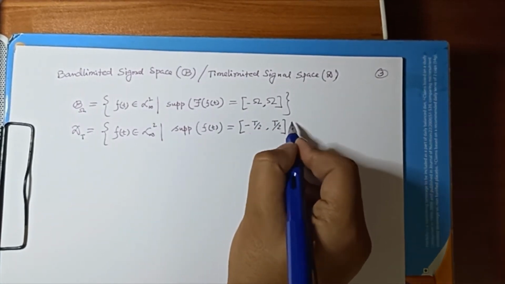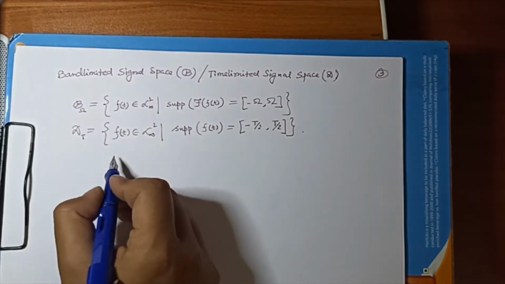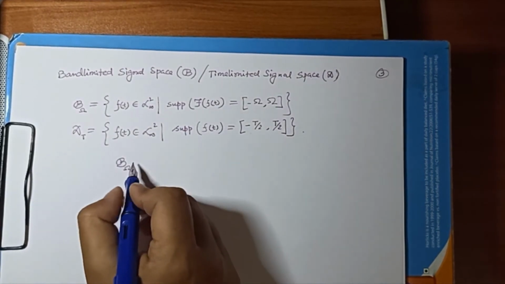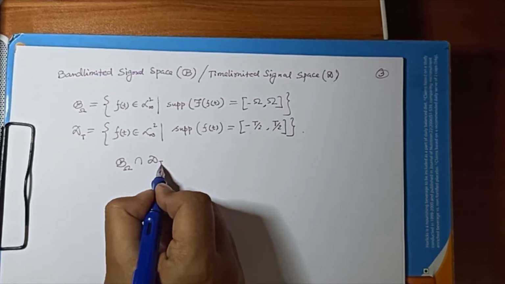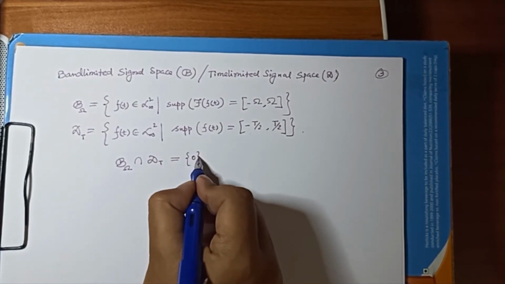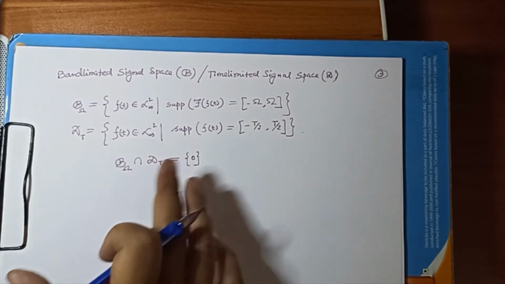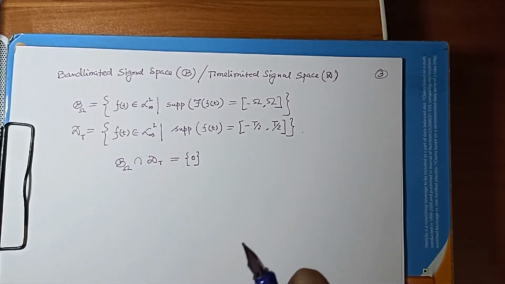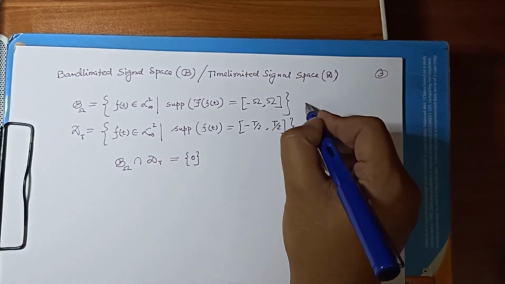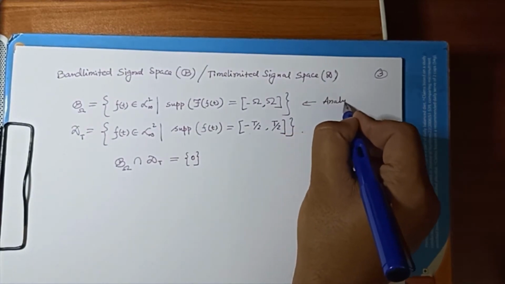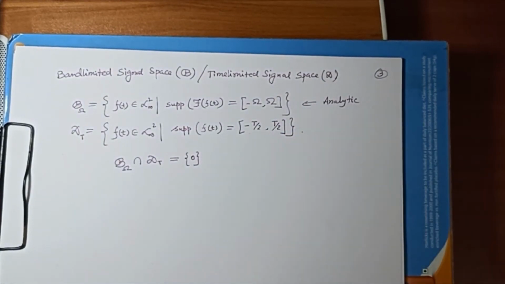So these are the two signals, and we know clearly that B sigma intersection D_T is basically the zero trivial signal. Now one student asked about this particular derivation, that what happens if you take an entire function or an analytic function, which is the band limited signal function. These are analytic functions. Then if any analytic function is zero in any interval, then why is it zero everywhere? This is a famous result from complex analysis.